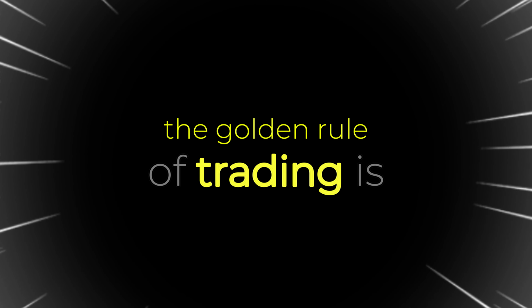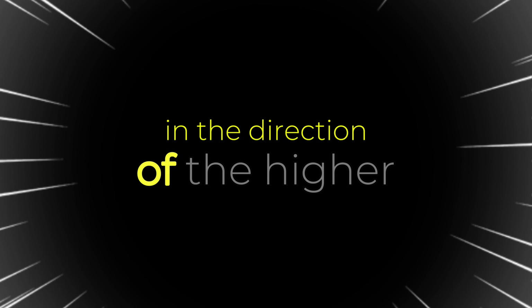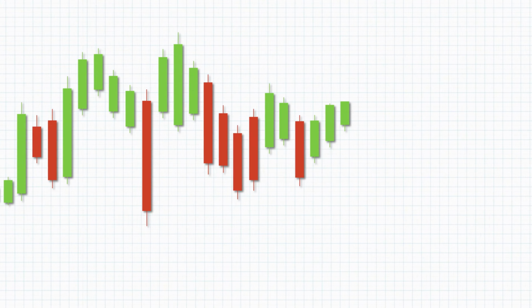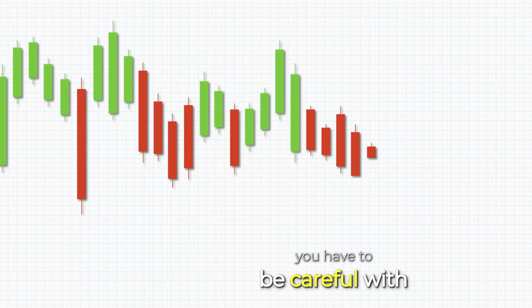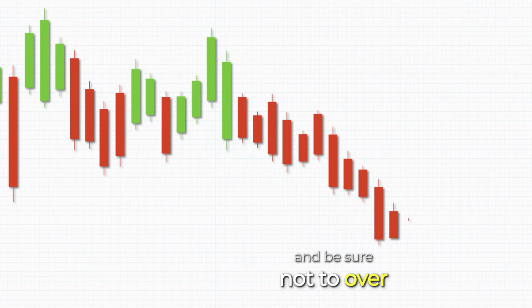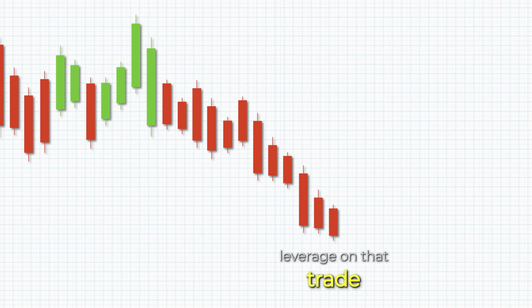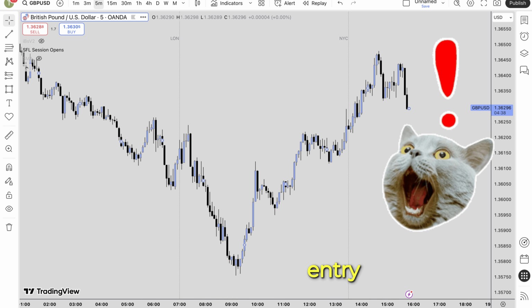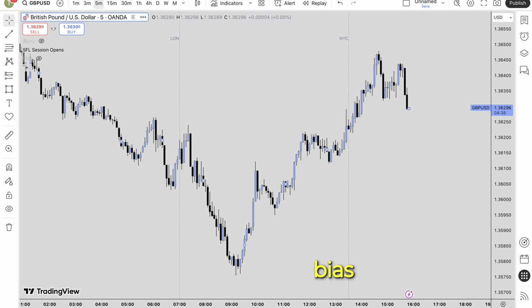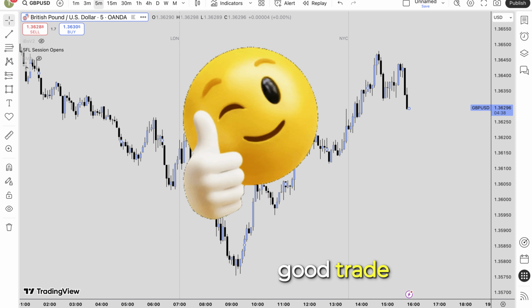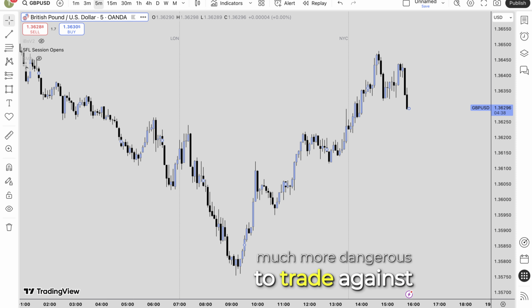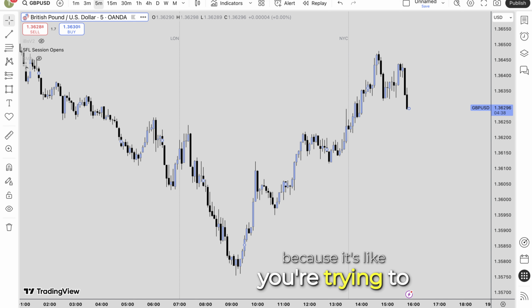The golden rule of trading is to trade in the direction of the higher time frame trend. If you want to counter trade the trend, you have to be careful with this and be sure not to over leverage on that trade. Even if you have a crappy entry and you're correct with your directional bias, you're most likely going to have a good trade. But it's much more dangerous to trade against the trend because it's like you're trying to swim against a tsunami. Good luck with that.